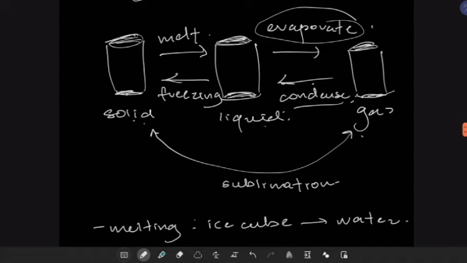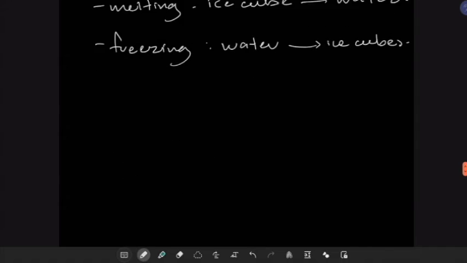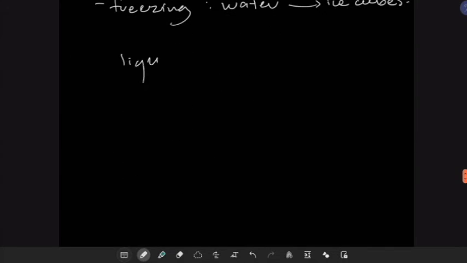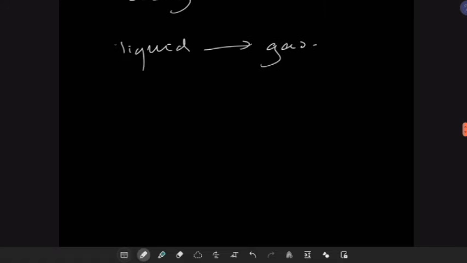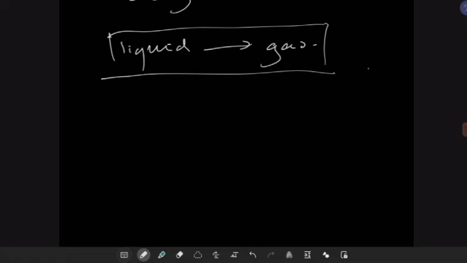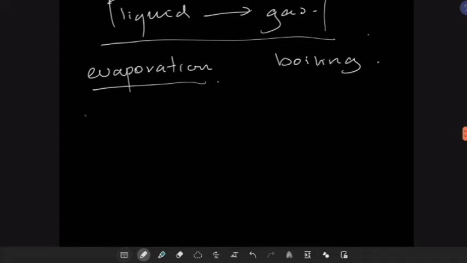But there is one change of state that is more complicated: the change of state from liquid to gas. There are two physical reactions that are possible that we will categorize as a change of state from liquid to gas, which is evaporation, as I have mentioned, and boiling. Well, what is the difference?